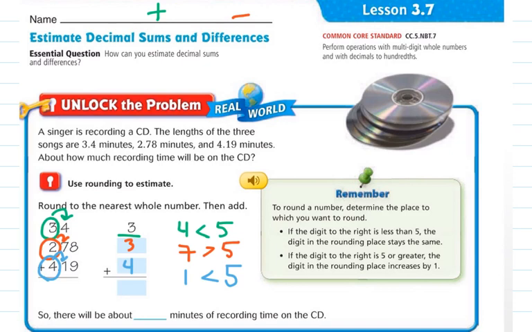Hopefully you're still listening and thinking about it. 3 plus 3 is 6, plus 4 is 10. So boys and girls, there will be about 10 minutes of recording time on the CD.